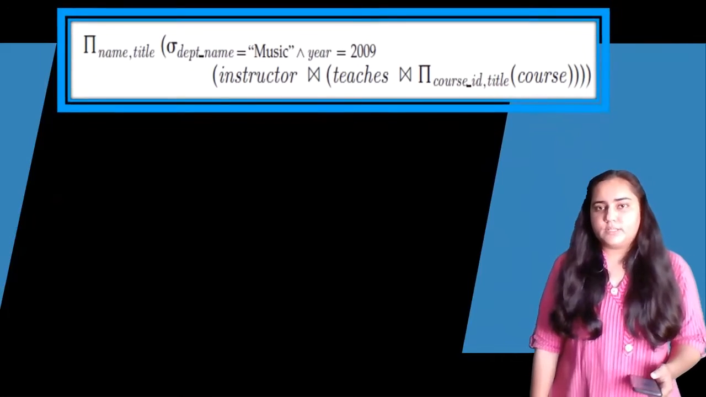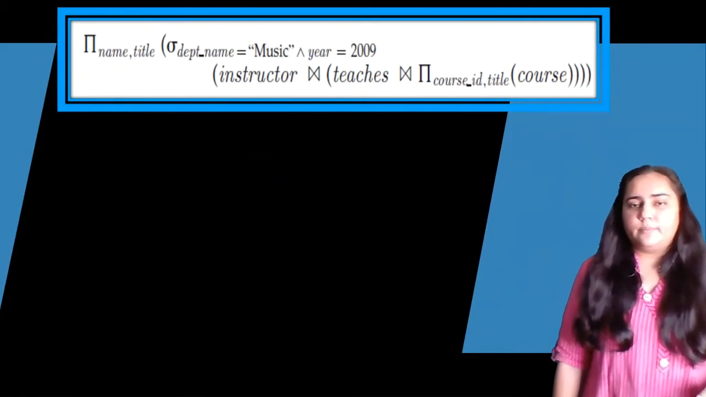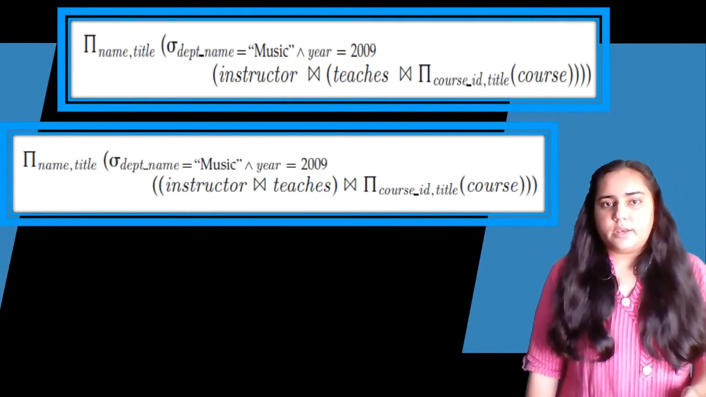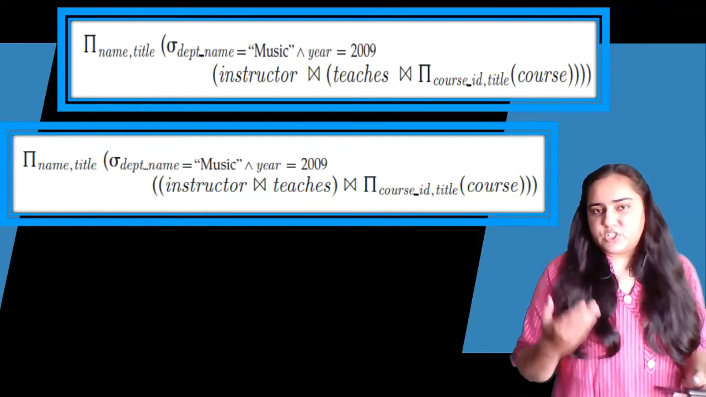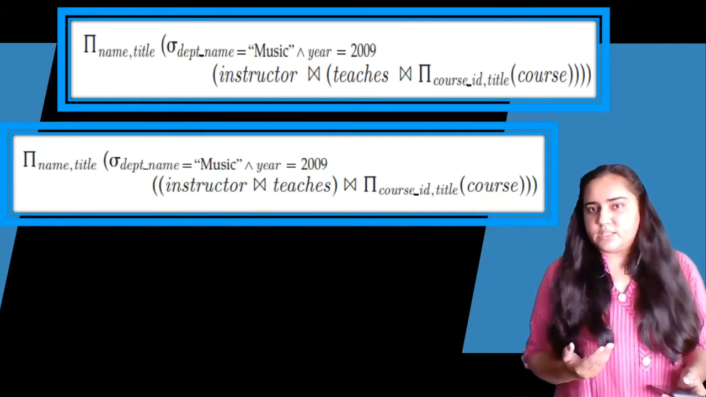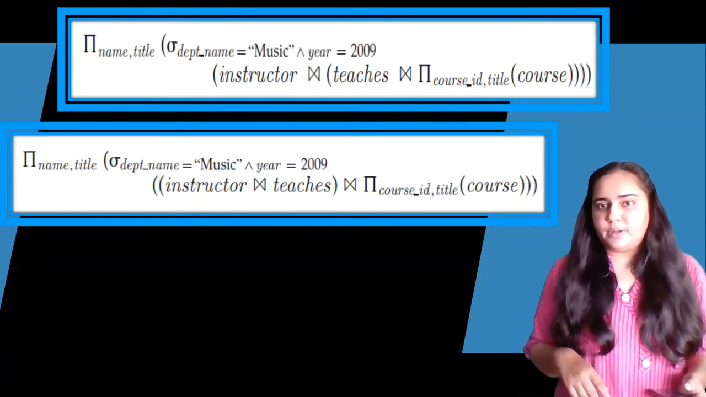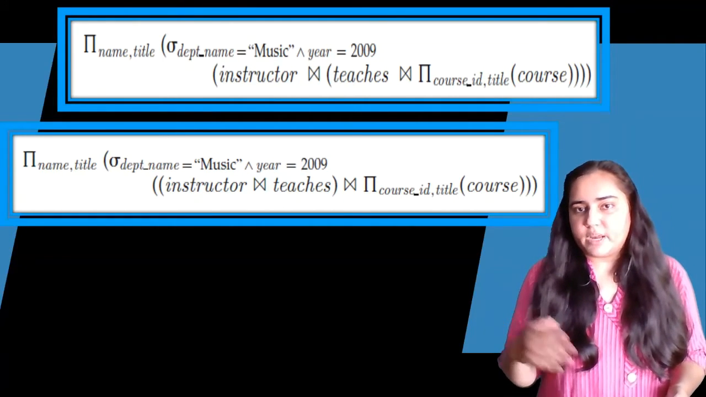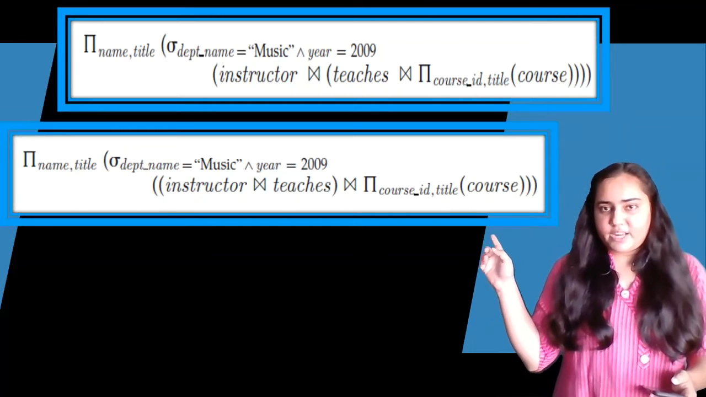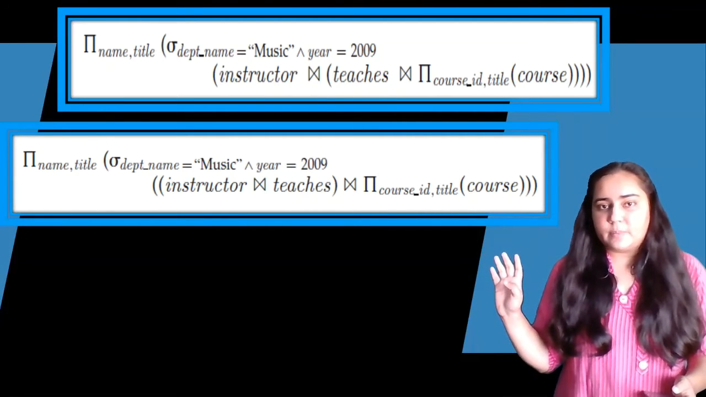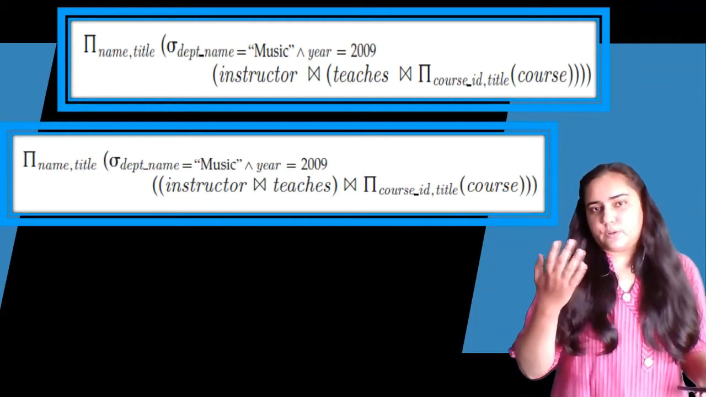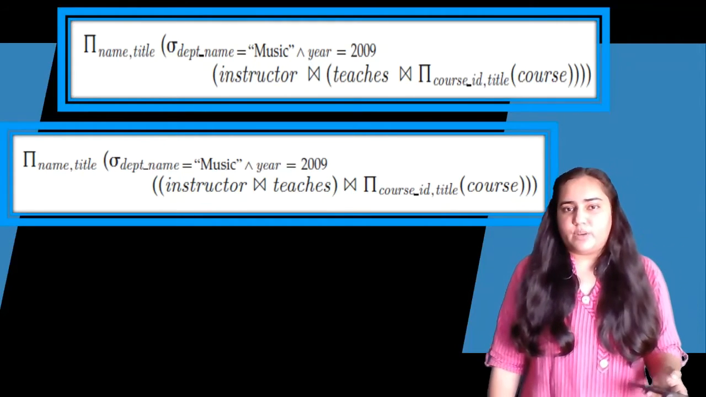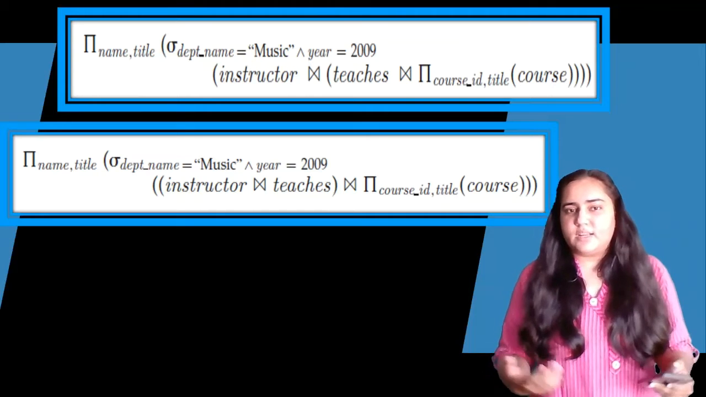So let's do that. This is the query. Now notice what I've done here. I have just changed the query a little bit. You can see in the end, the upper query is having about 4 brackets and the lower query right here is having only 3 brackets. And there's one extra bracket before instructor, which was not there earlier, and there's one bracket after teachers. So what exactly have I done?